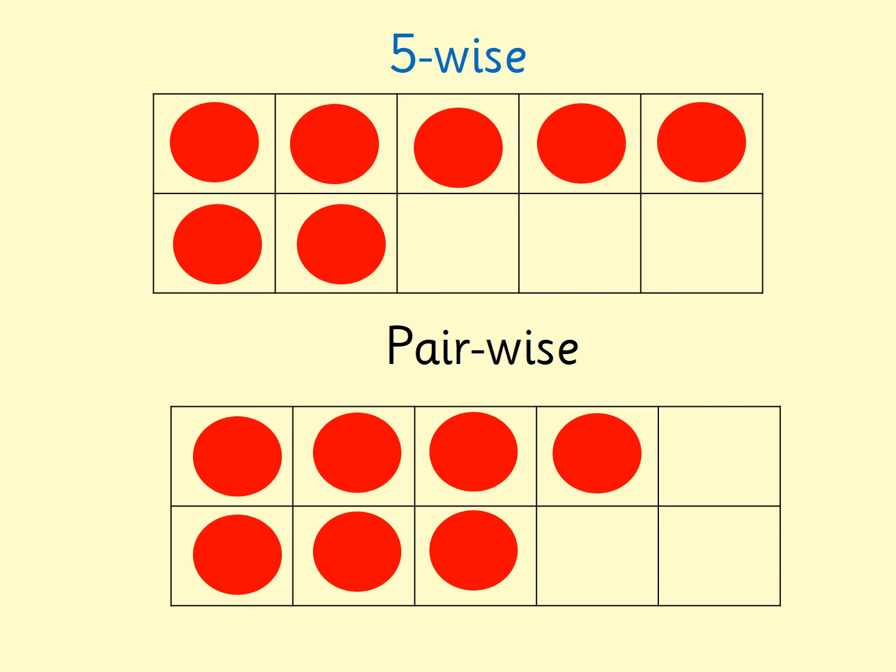I've made 7 2 different ways on my tens frame. The first way has 5 on the top and 2 at the bottom. This shows me that 7 is made up of 5 and 2. 5 add 2 makes 7. The bottom one shows me that I have made 7 using pairs. I couldn't finish my last pair. I've got 3 pairs of 2. 1, 2, 3, 4, 5, 6, and then 1 on its own. This shows me that 7 is an odd number.